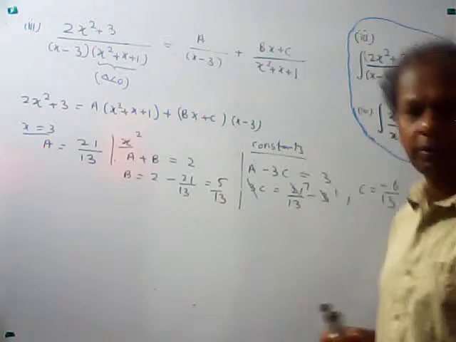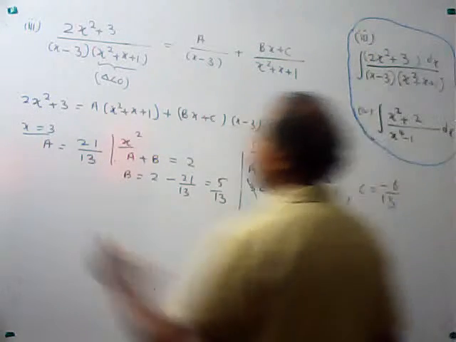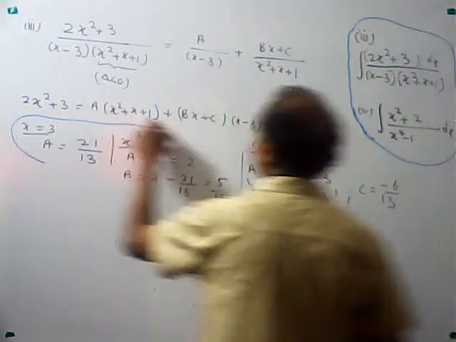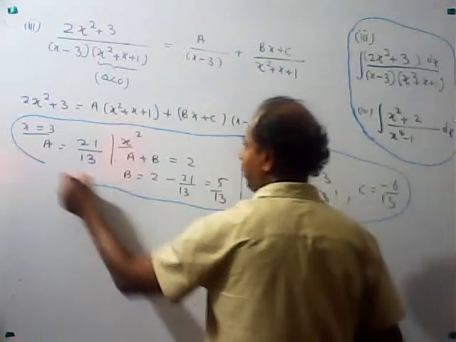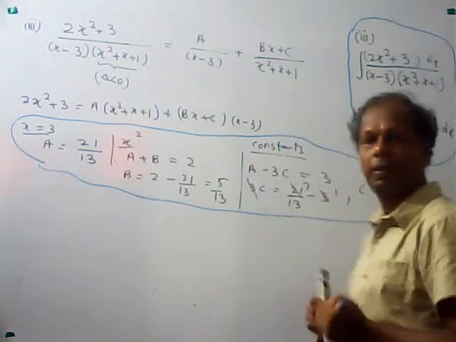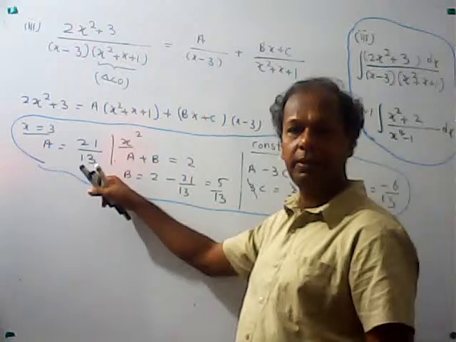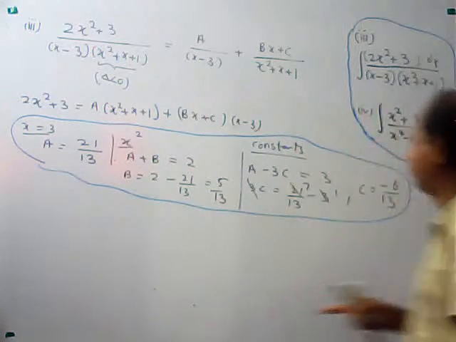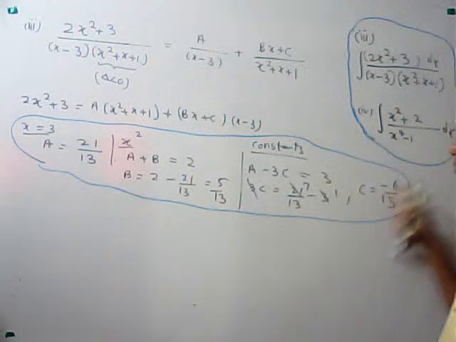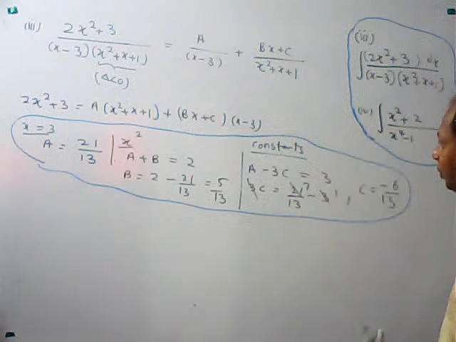These are the values I got for A, B, and C. You can check the answers. A is 21 over 13. B is 5 over 13. What I got for C is minus 6 over 13.